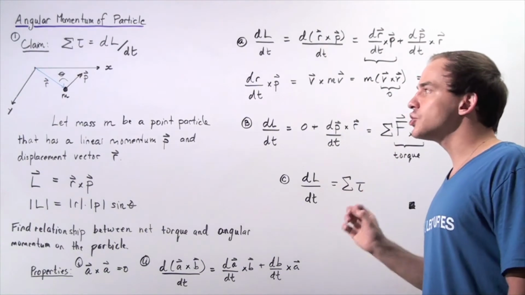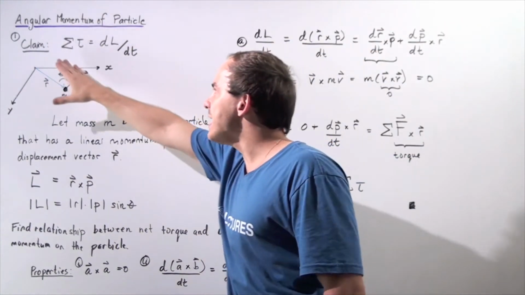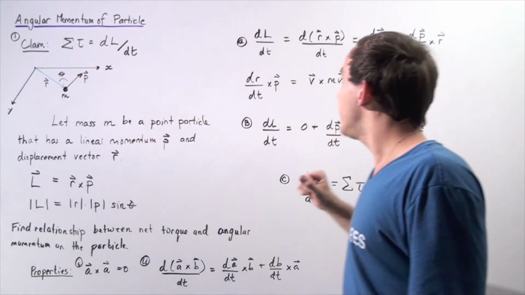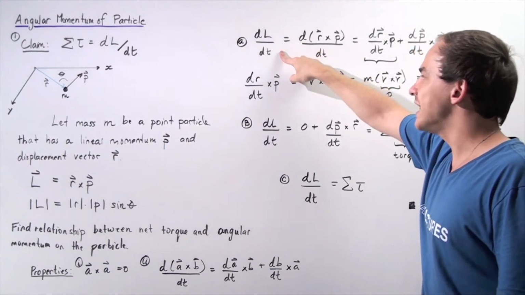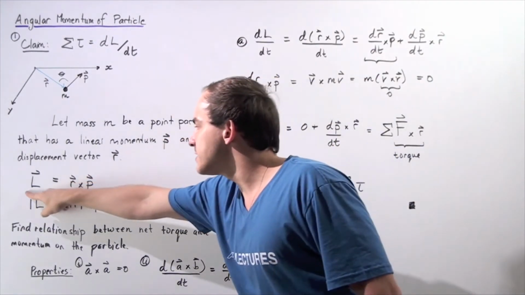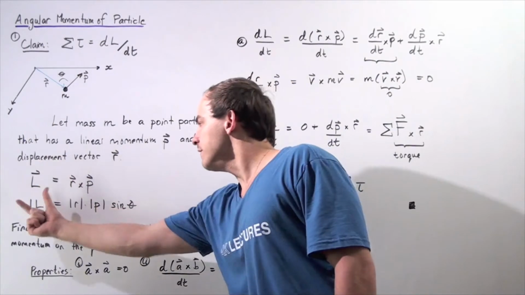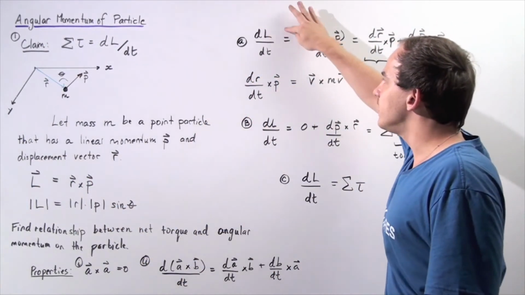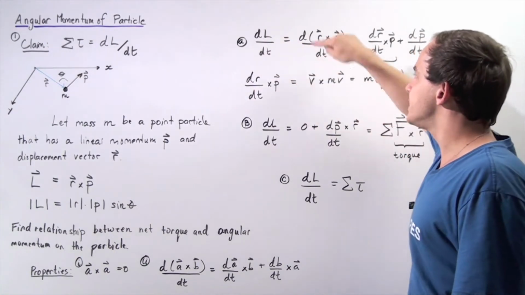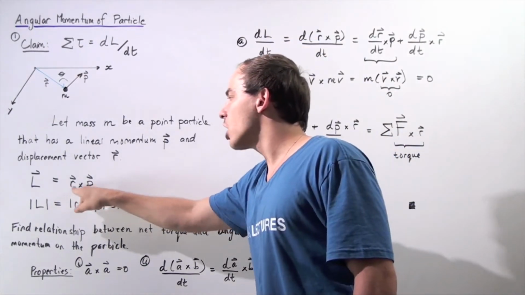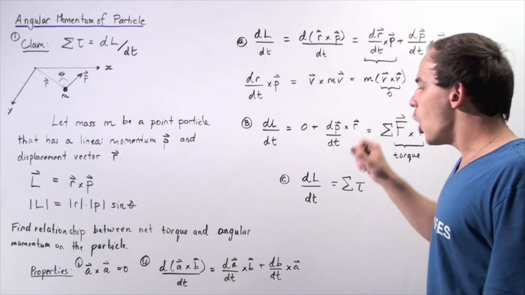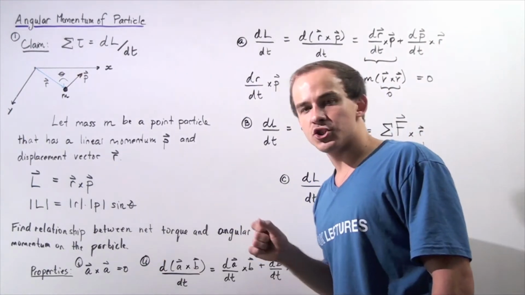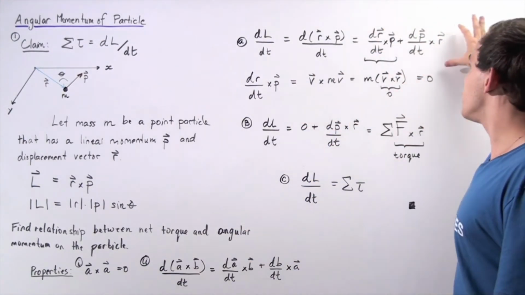Now, let's actually show that this equation is true, and let's begin with the following relationship. We take this equation and take the derivative of both sides with respect to time. So dL divided by dt is equal to d of the cross product r cross p. Notice now we use property number 2 and we get the following result.